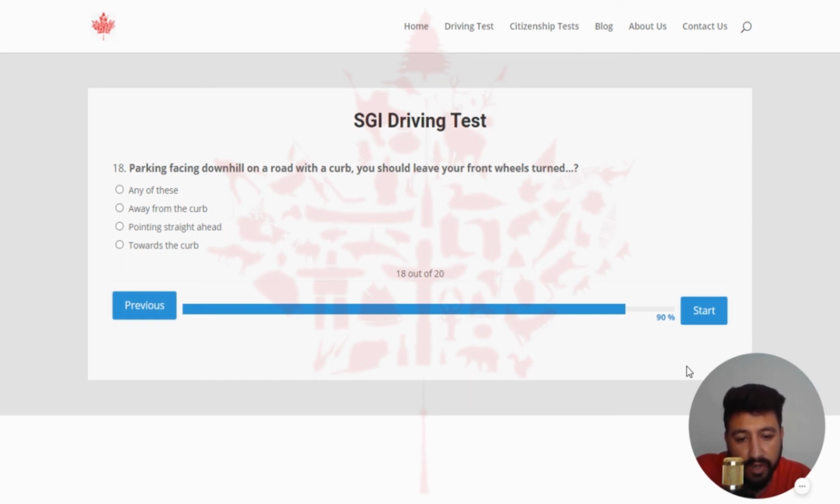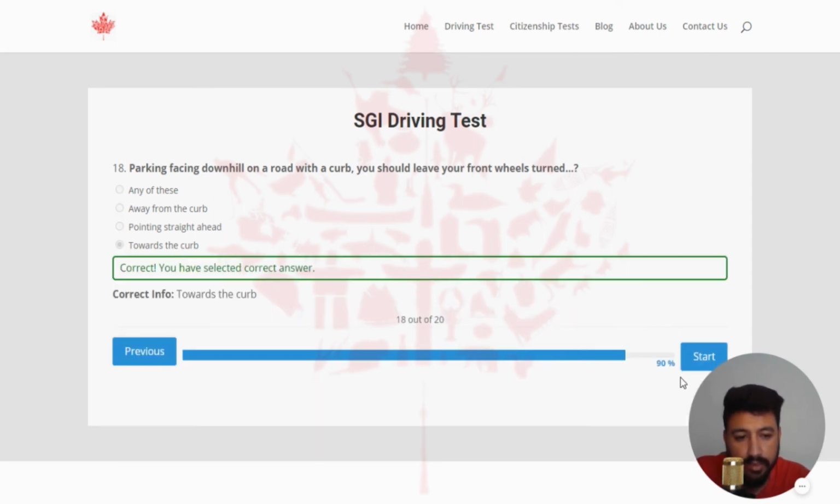The third last question of quiz number 4 is parking facing downhill on a road with a curb. You should leave your front wheels turned. The right answer of this question is towards the curb. So I'm going to select the last one. This is the correct one.